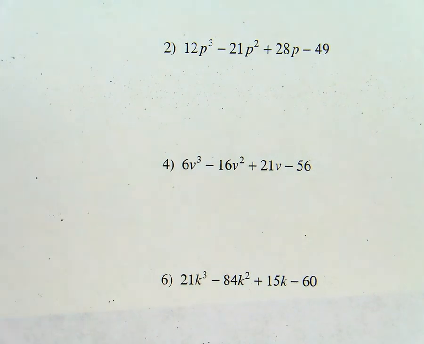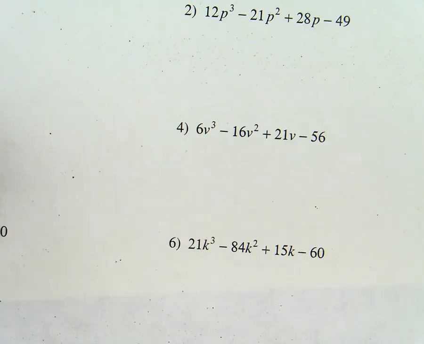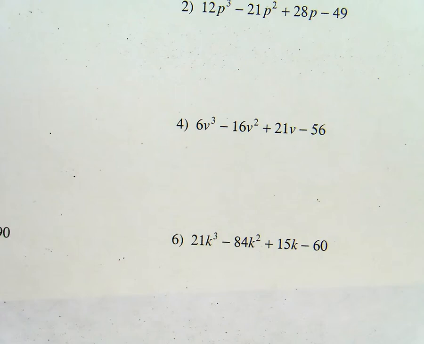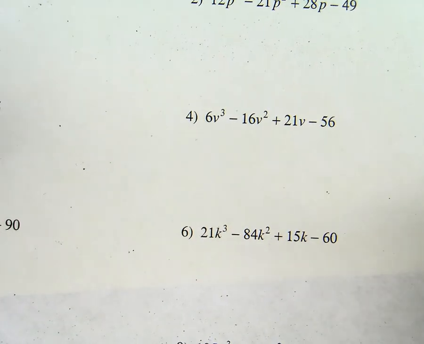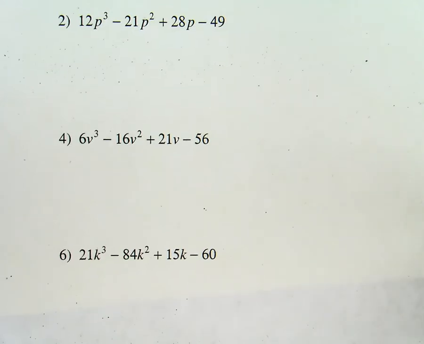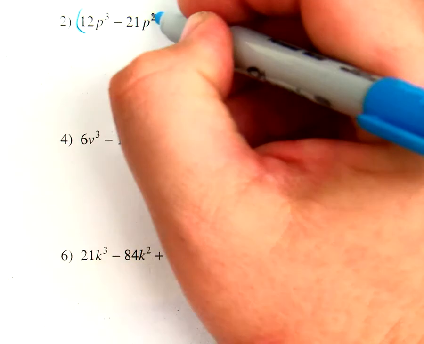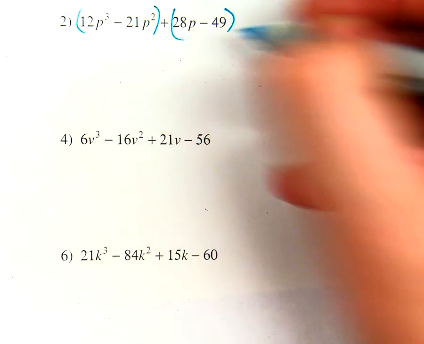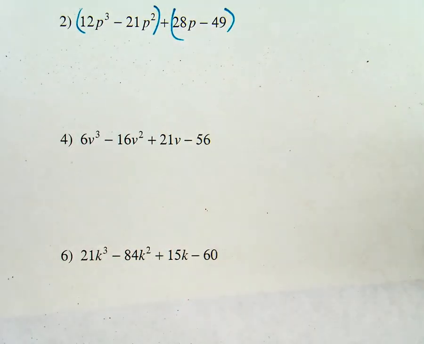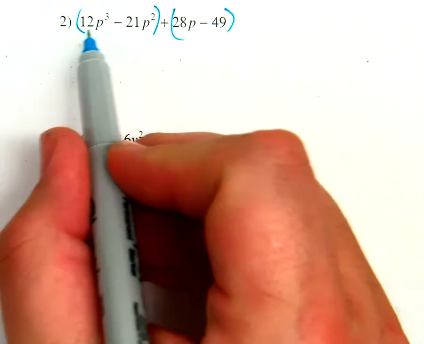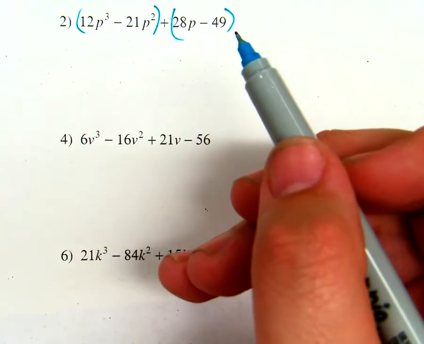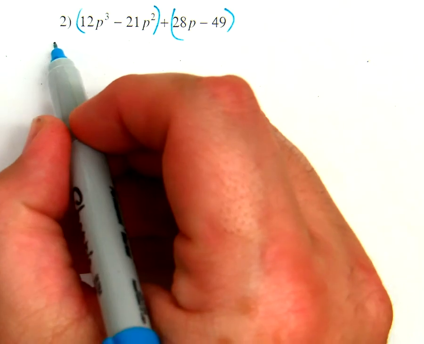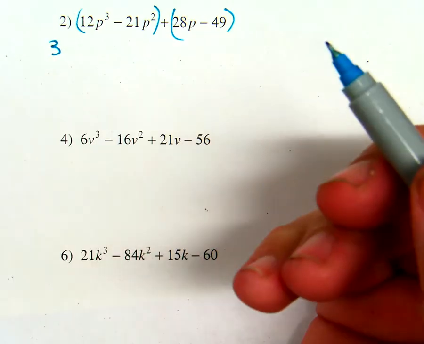All right, here's some factoring by grouping examples. So let's just take a look at number 2 first. I would group these two together. That would be my first step, to take these two and group them together. Now, what's the common factor between 12 and 21? All right, 3. That sounds about right.